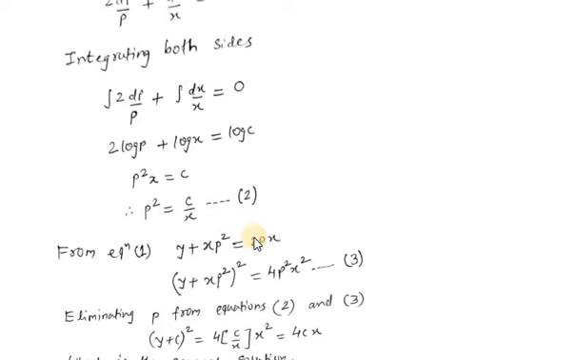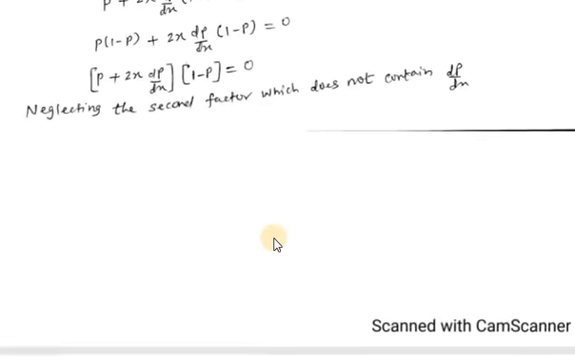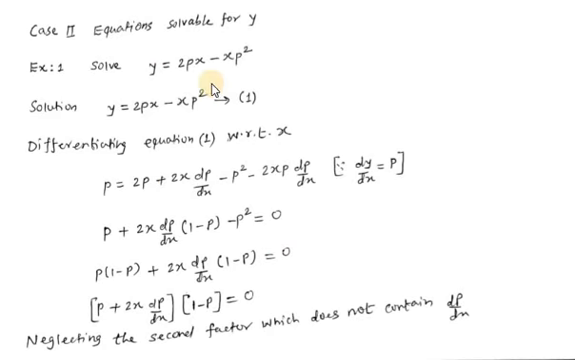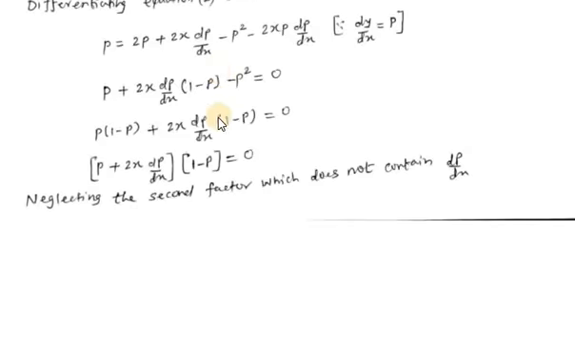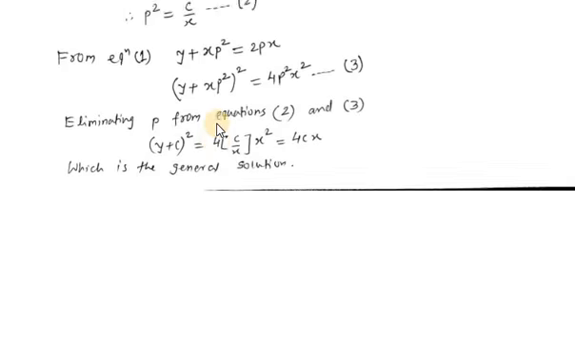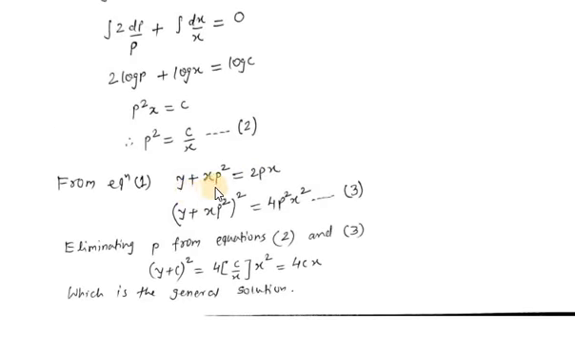Now from equation number 1, that is this one, y equals to 2px minus xp square, we have y plus xp square equals to 2px. Now squaring this above equation, we have y plus xp square the whole square equals to 4p square x square. Now say this is equation number 3.